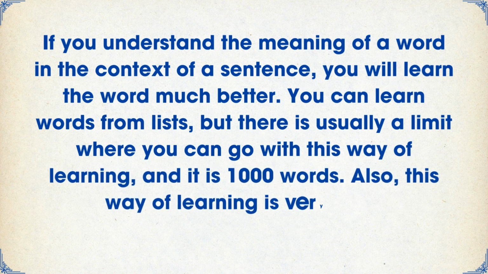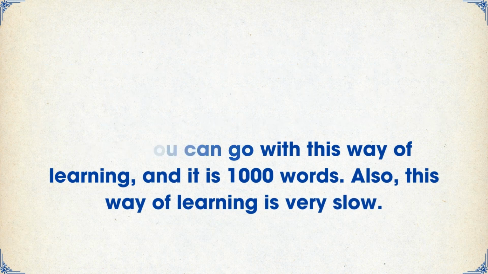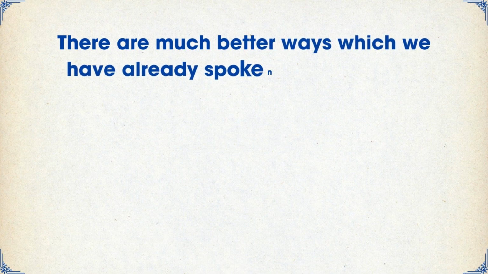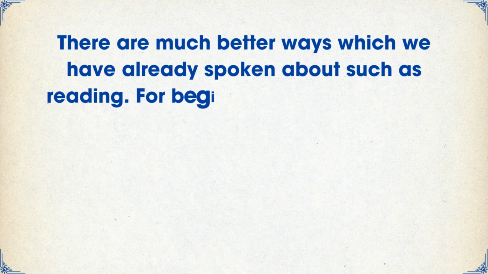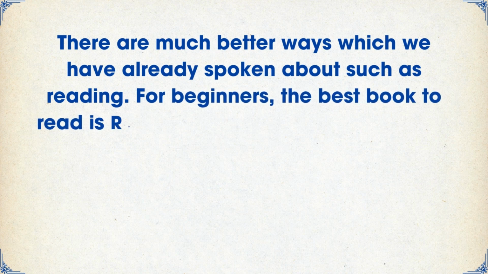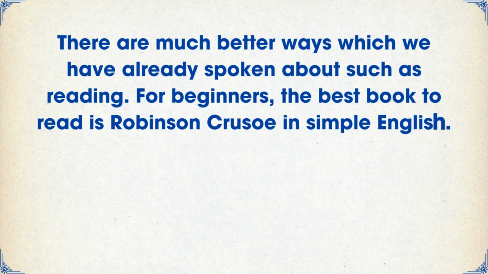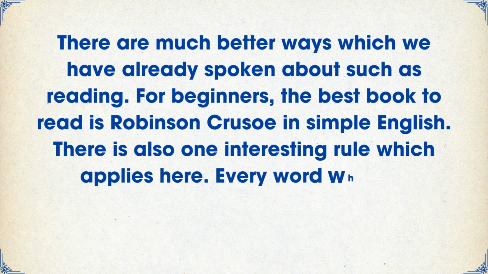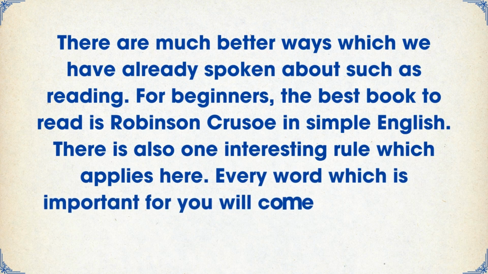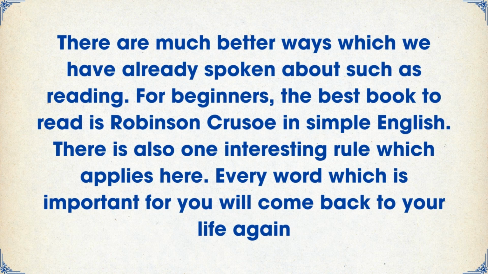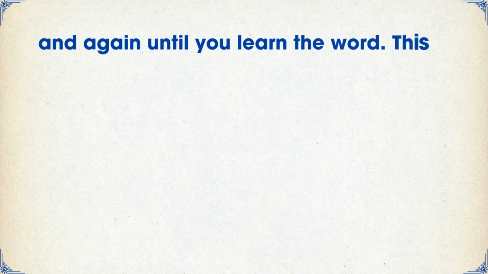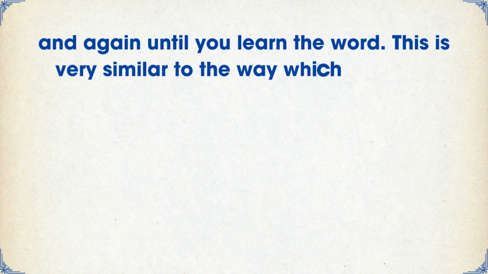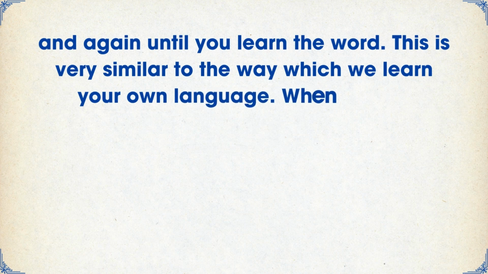Also, this way of learning is very slow. There are much better ways which we have already spoken about, such as reading. For beginners, the best book to read is Robinson Crusoe in Simple English. There is also one interesting rule which applies here. Every word which is important for you will come back to your life again and again until you learn the word. This is very similar to the way which we learn our own language.